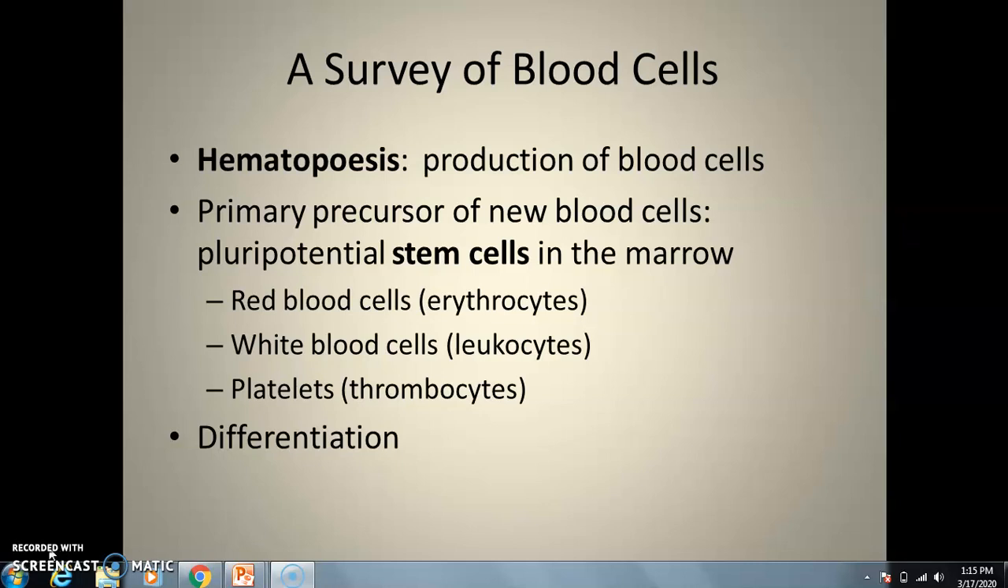All blood cells start from some precursor stem cell and then differentiate into all the different types of blood cells that we have. It's called the hematopoietic stem cell, and it differentiates into red blood cells, white blood cells, and platelets. Red blood cells and platelets are not really a part of immunology. We don't worry too much about them, and we're going to focus more on the white blood cells.